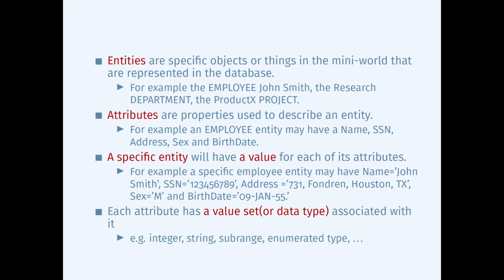And if you take each attribute, the values come from a specific value set. For example, if you take name, it's just a set of characters. If you take gender or sex, you have male and female. It comes from two types, male, female. So that means for any attribute you have different data types concerned. It could be an integer, it could be a string, sub-range, enumerator type, and so on.